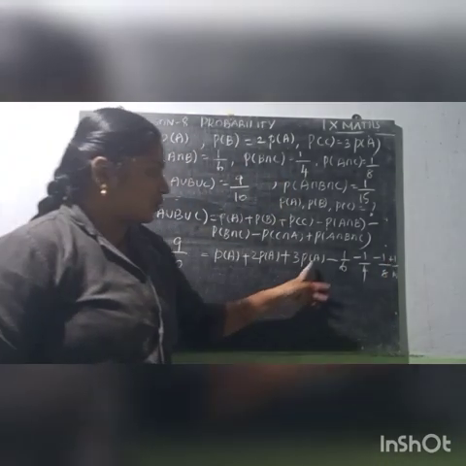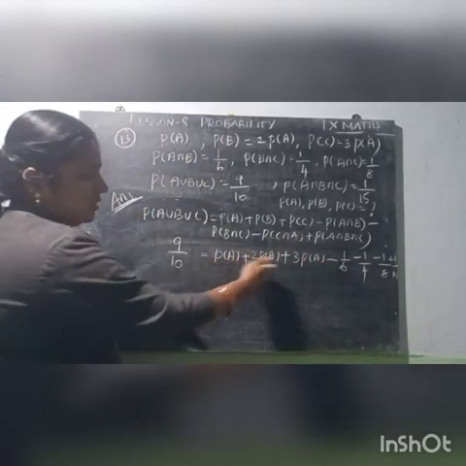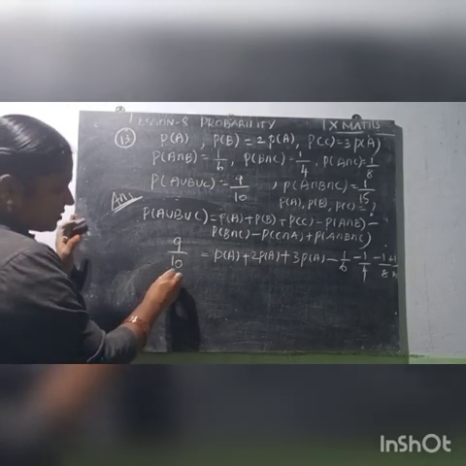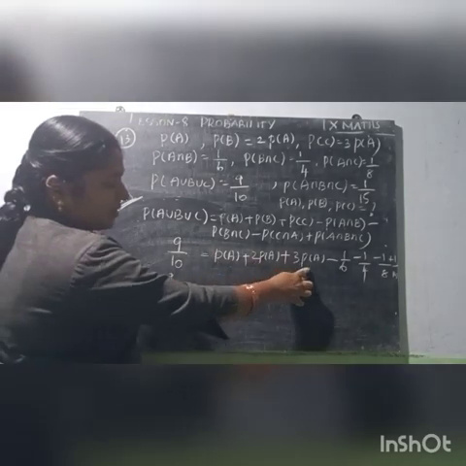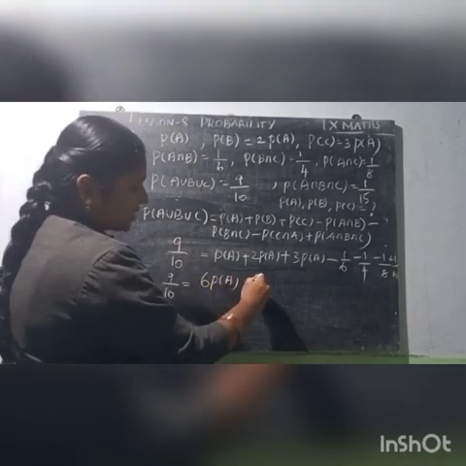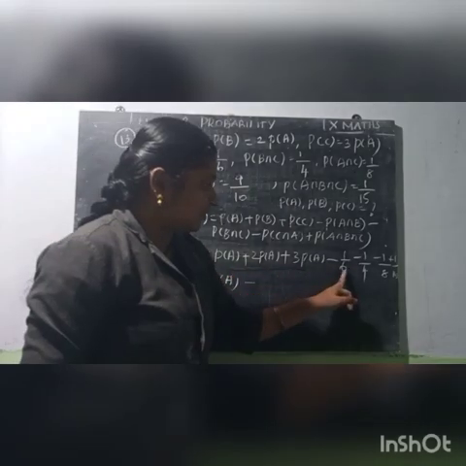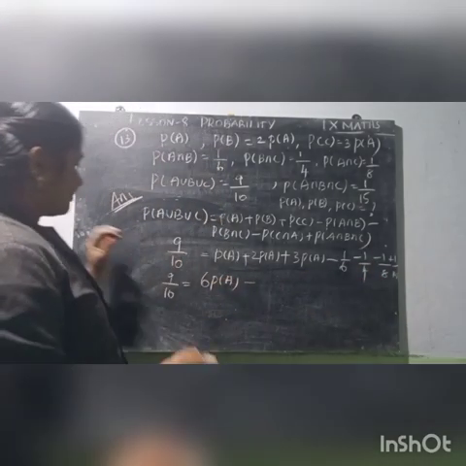So now we have to simplify this. Then we have to separate the constant term and the variable P of A terms. So 9 by 10, 1 P of A, 2 P of A, 3 P of A. So totally 6 P of A minus, we have to take the LCM of 6, 4, 8, 15.